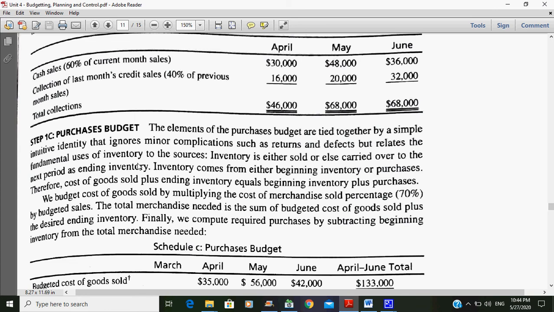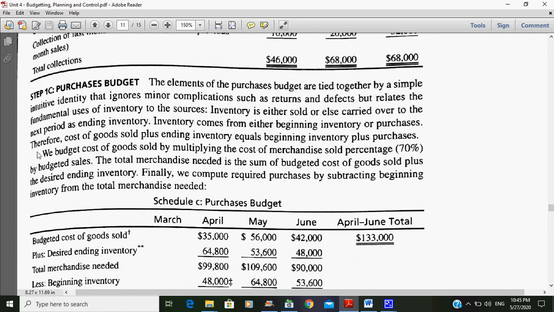to the sources. Inventory is either sold or else carried over to the next period as ending inventory. Inventory comes from either beginning inventory or purchases. Therefore, cost of goods sold plus ending inventory equals beginning inventory plus purchases. We budget cost of goods sold by multiplying the cost of merchandise sold percentage, 70%, by budgeted sales.